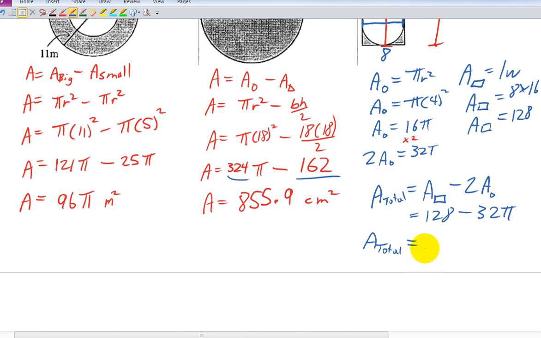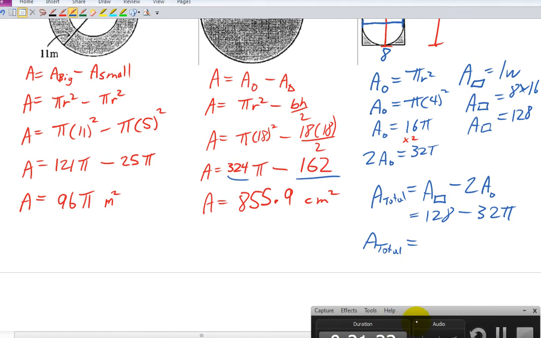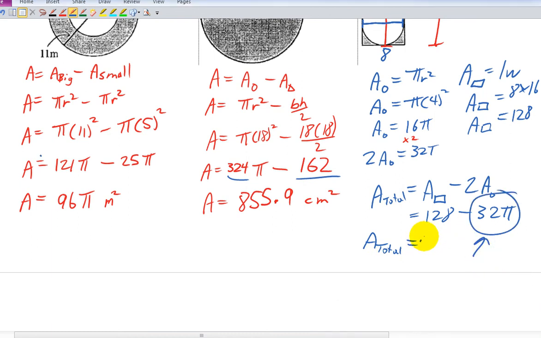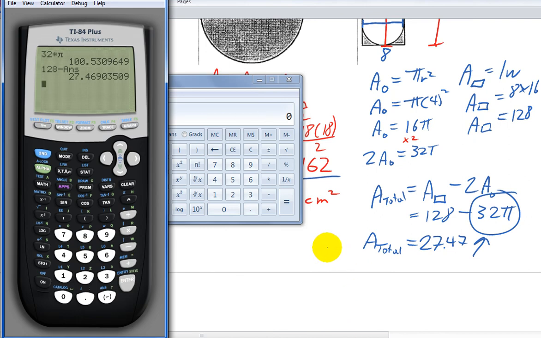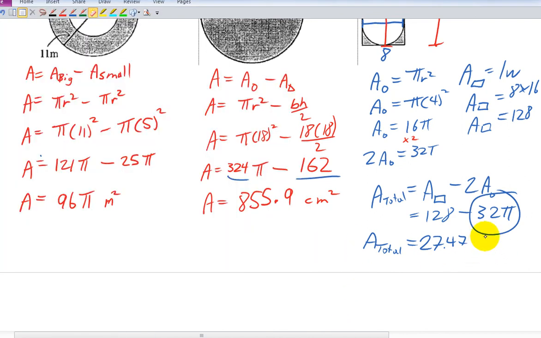Round to the nearest hundredth, please. 27.47. Good. What's your units? Millimeters squared. Good. Any questions? No.